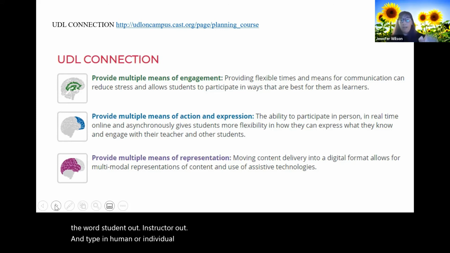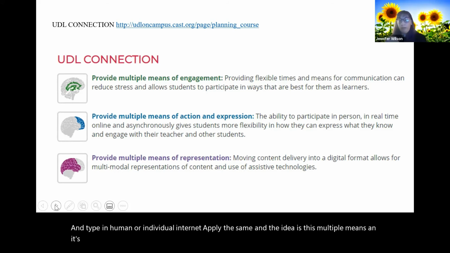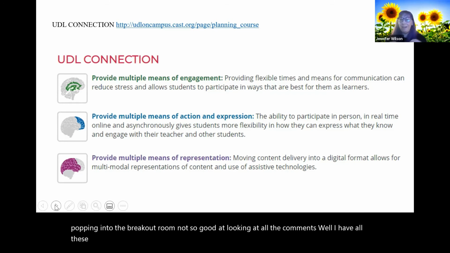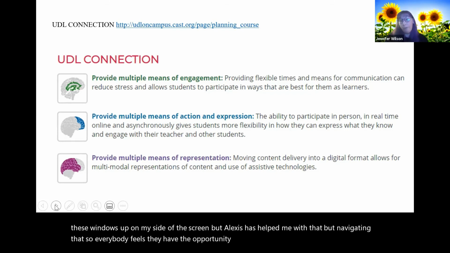And the idea is there's multiple means, and it's whether the engagement piece of how I interact with you by using breakout rooms, popping into the breakout room. I'm not so good at looking at all the comments while I have all these windows up on my side of the screen, but Alexis has helped me with that, navigating that so everybody feels they have the opportunity to engage just in different ways.